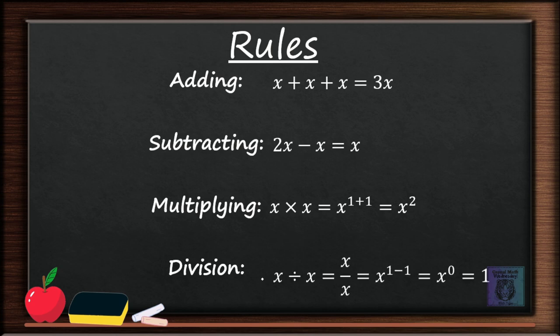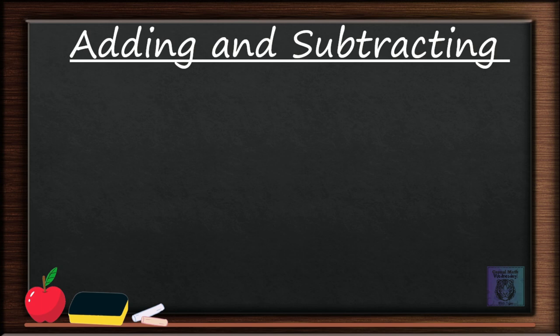Finally, when we look at division, instead of adding, we would be subtracting. So if you have an x divided by an x, all this means that instead of a plus, we would minus. So that would be x to the power of 0, and we all know that anything to the power of 0 equals 1. So now we can jump into some adding and subtracting equations.